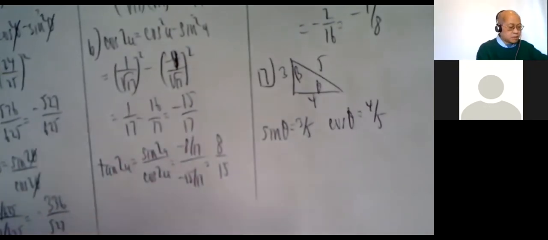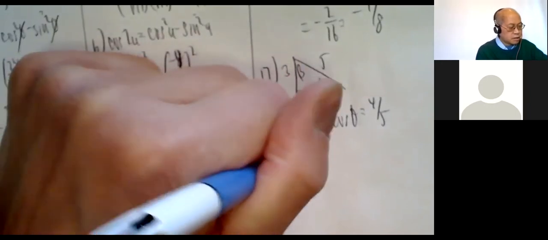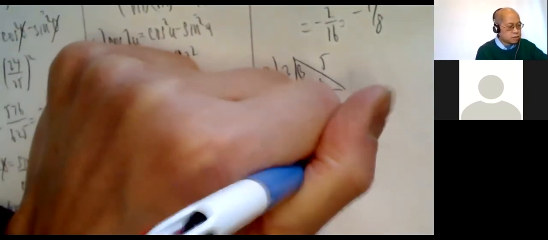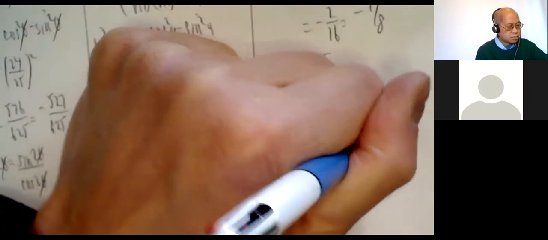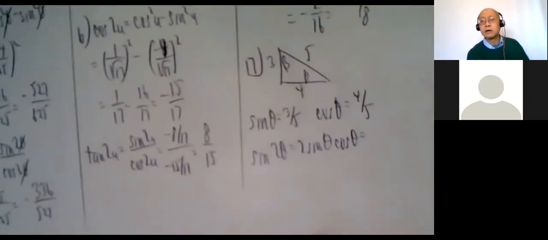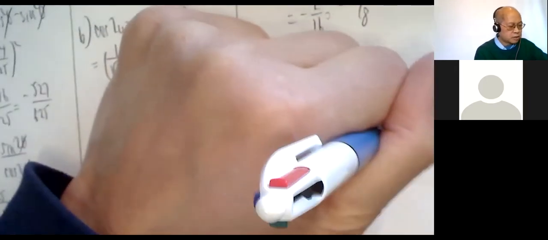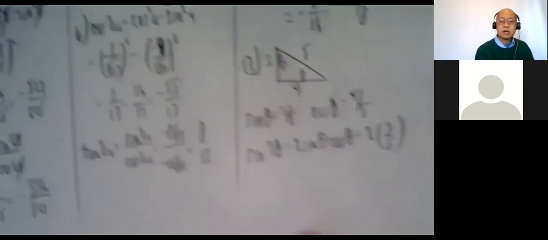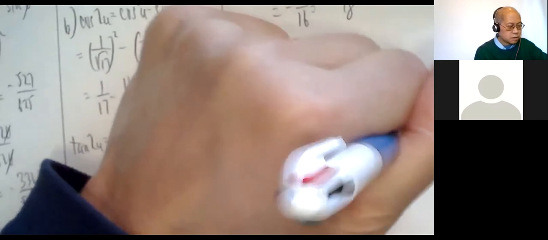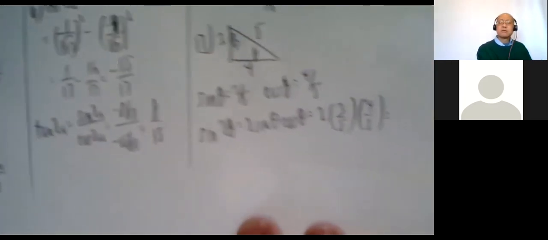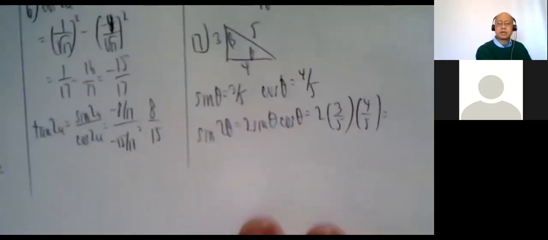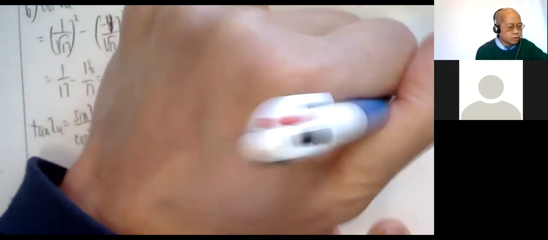And here we go, do the same stuff. Sine of 2 theta is 2 sine theta cosine theta. So 2 times 3/5 times 4/5. Multiply that out. 2 times 3 is 6. 6 times 4 is 24. 24 over 25.